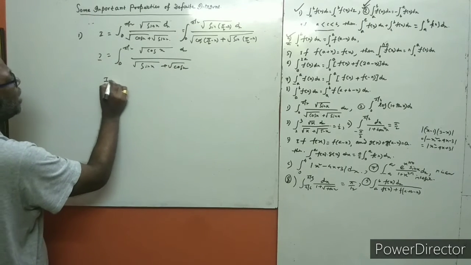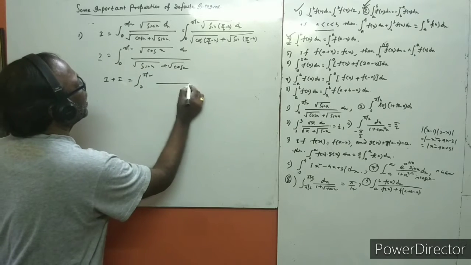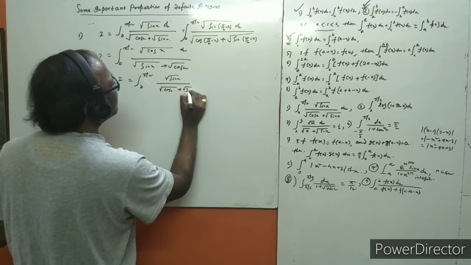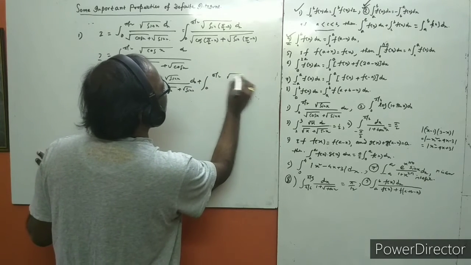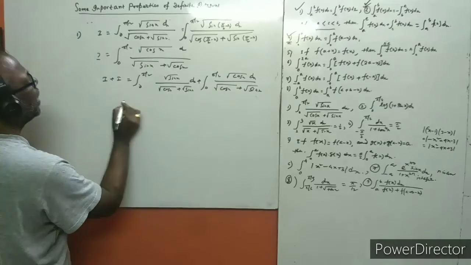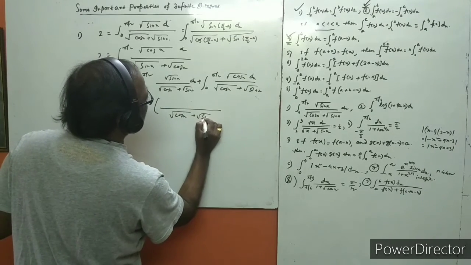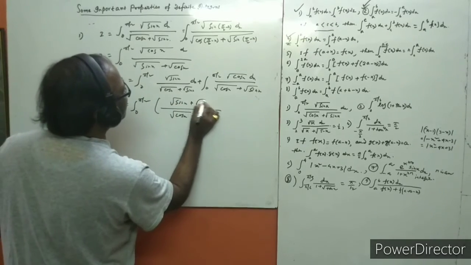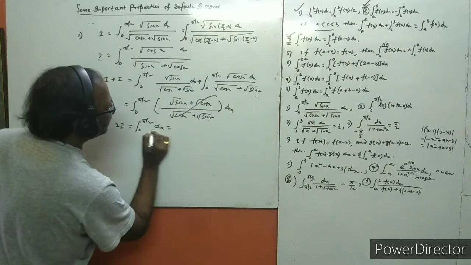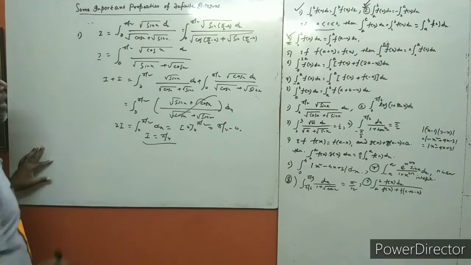If we add them, I plus I, the numerators are both the same. Taking the LCM, we get the integral from 0 to pi by 2 of root sin x dx over root cos x plus root sin x, plus root cos x dx over root cos x plus root sin x. Both LCM parts are the same, so take the common factor, and these cancel. So 0 to pi by 2 of dx gives twice I. The integral is x, so the upper limit minus lower limit is pi by 2 minus 0, so I equals pi by 4. This is the answer for question number 1.